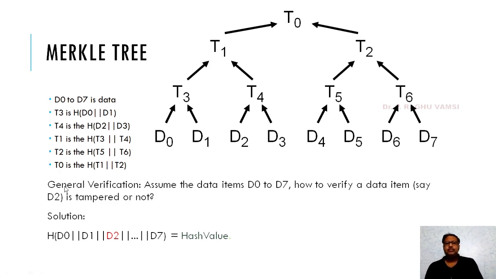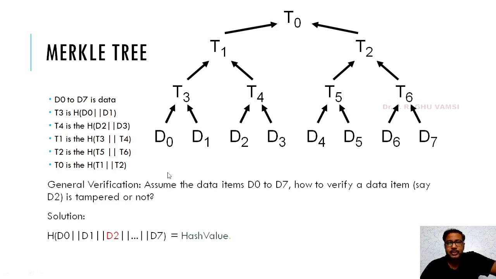Generally, assume that you have the data D0 to D7. Basically, this hashing will be used for maintaining the integrity. That means, is the data tampered or not? So for that, what we generally do is assume that the data items are D0 to D7. How to verify a data item, say D2, is tampered or not?